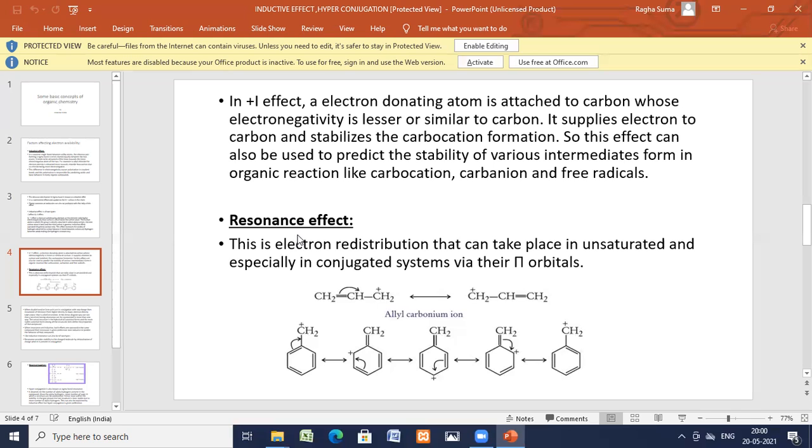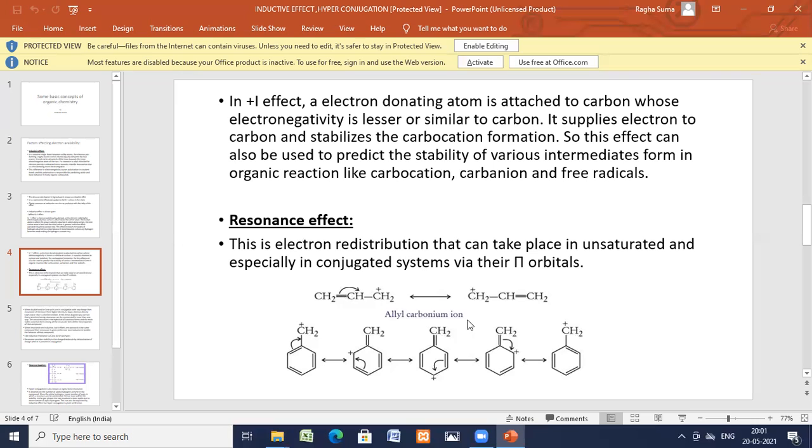Now let us see the resonance effect. What is a resonance effect? This is electron redistribution that takes place in the unsaturated and especially in the conjugated systems, through their pi orbitals. You can see CH2 double bond, CH single bond, CH2 plus. Here there is a shifting of the double bond and the positive charge in the opposite direction.